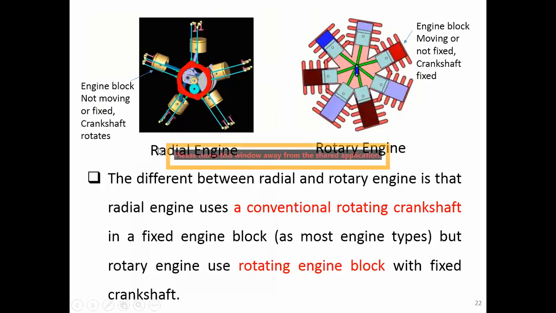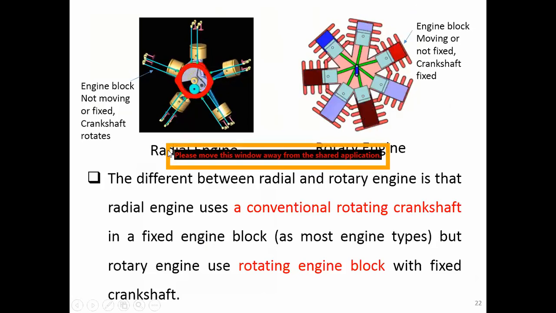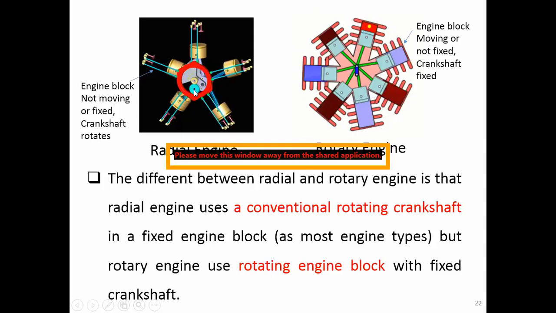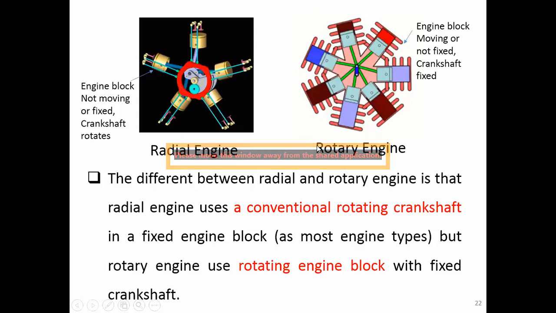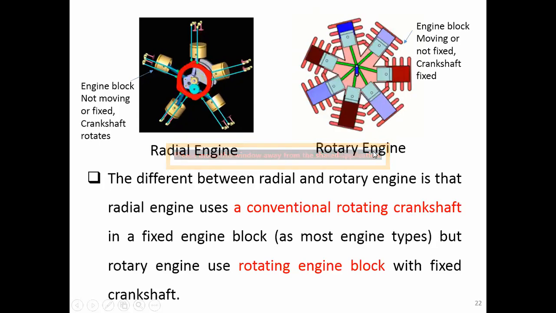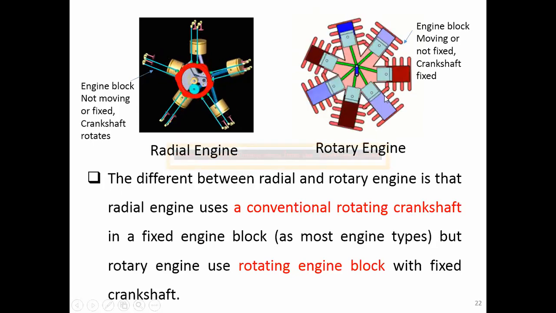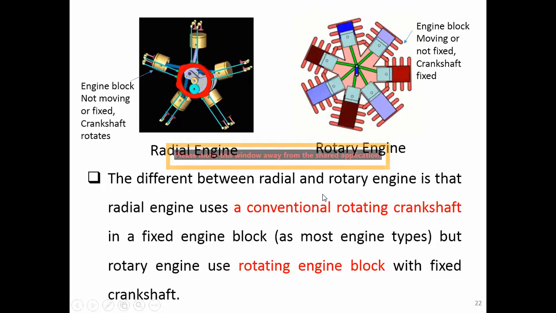So this is the radial engine. And I show you how different it is between what we call the radial engines and the rotary engines. For the radial engine, you can see that the cylinder is fixed. Only the crankshaft is moving. But for the rotary engine, the cylinder is rotating, but the crankshaft is fixed. It's not rotating.